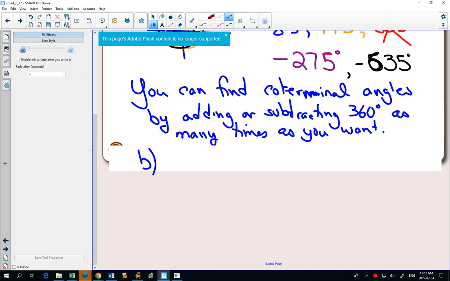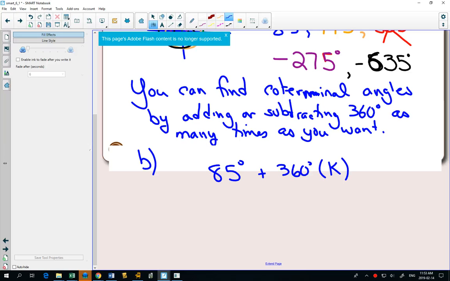So what does that look like? I want to take my 85 degrees. I want to add 360 degrees. How many times? I'm going to just put k. Could be once, could be twice, could be 500 times, could be negative 300 times. But I need to define what k is.